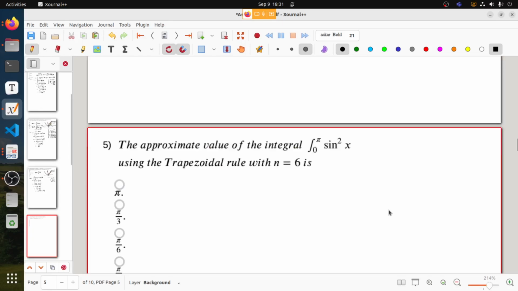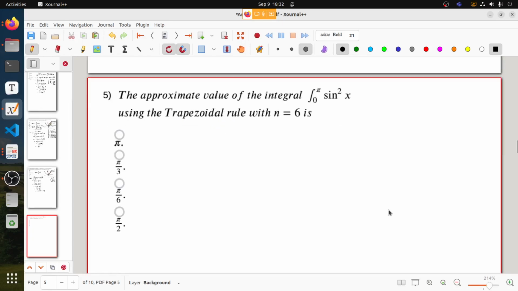Let's come to question number 5. So now you have to find the approximate value of the integral 0 to pi sin square x using the trapezoidal rule, right? So what is the trapezoidal rule? First I will write down what it means, how to find this.